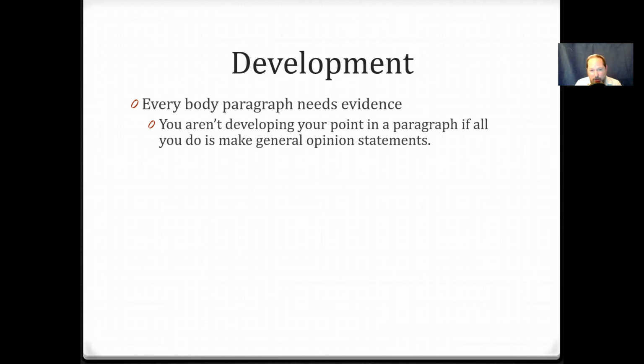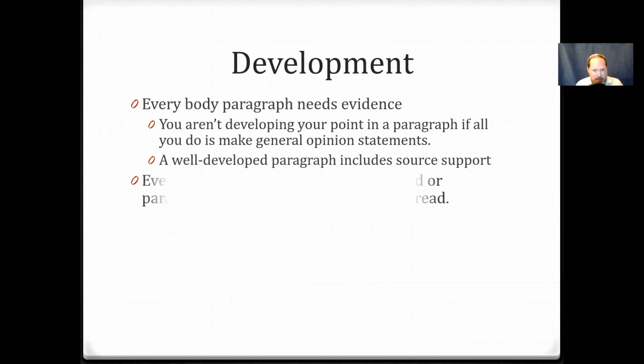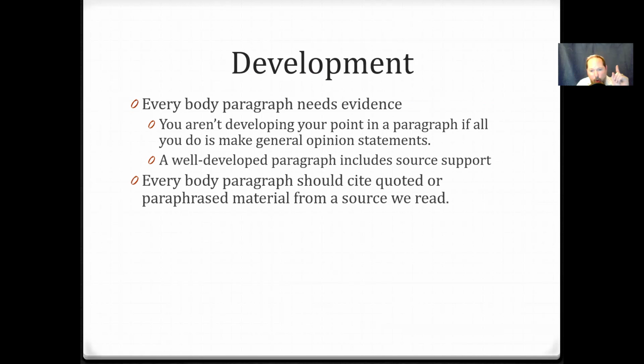You're not developing it if all you do is make general opinion statements. Anyone can BS their way through some argument by just repeating themselves and saying things in different ways. No, you need to provide evidence. That's what strong academic argumentation is all about. A well-developed paragraph includes source support. Every body paragraph should cite quoted or paraphrased material from a source that we read, or in your research paper, some source that you found and that you read. But don't just drop the quotes in because you think, "Oh, he's requiring a quote or some source support in each paragraph." Don't just drop them in like a bomb.